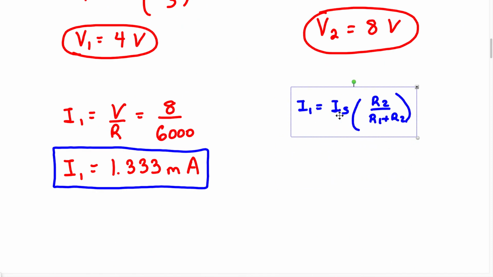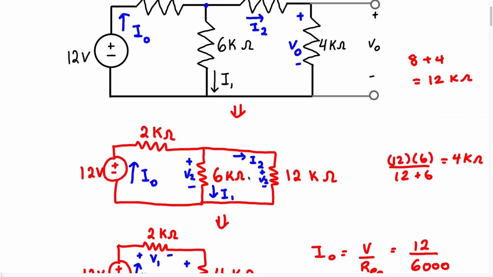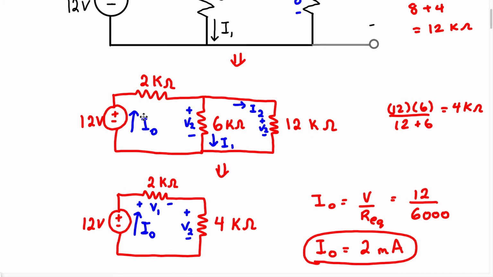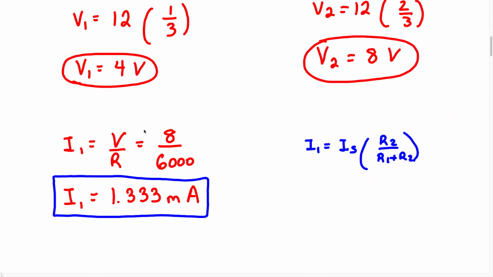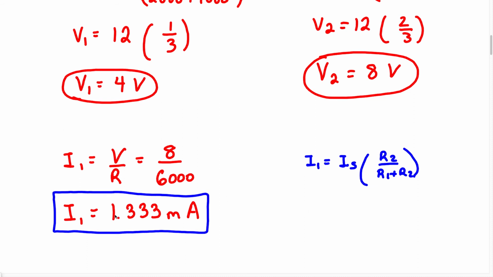Now we want to find the current I2, right? We can just use this circuit here. We know we're going to have a current source of I sub 0, and we know this is the source current because this current is going to enter this node and split both ways. So this has to be the source current. Now we want to find the current I2, not I1, because we already found the current I1. So let's find the current I2.